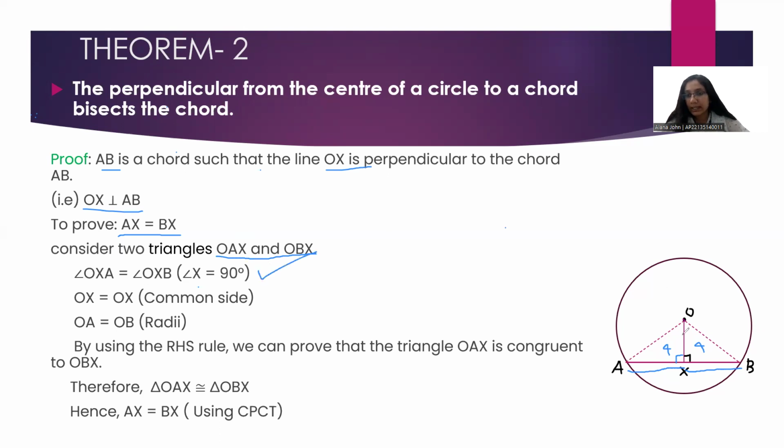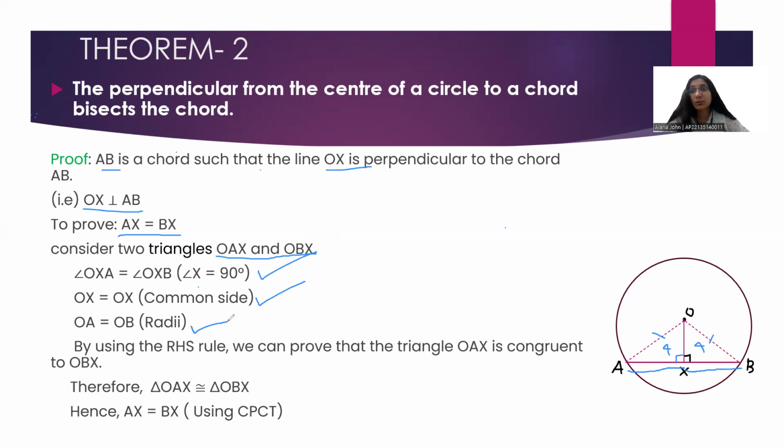The next is the side OX. It is common to both the triangles, right? So we can take OX equal to OX. And now consider the hypotenuse of the two triangles. What is the hypotenuse? They are nothing but the radii of the circles. So of course, these two hypotenuses will be equal, right? So that also we have taken because they are radii of the circles.